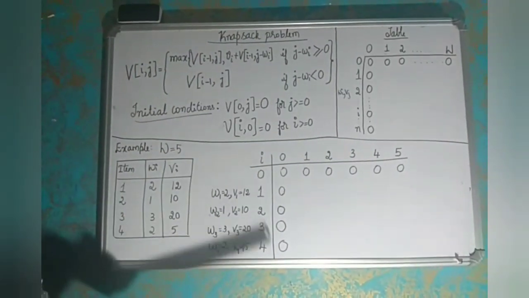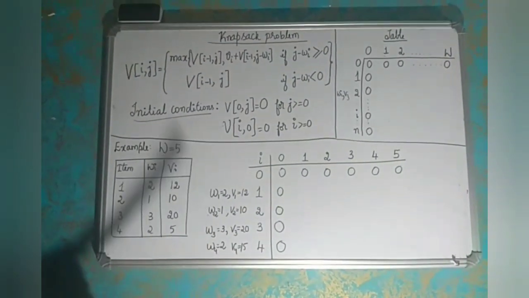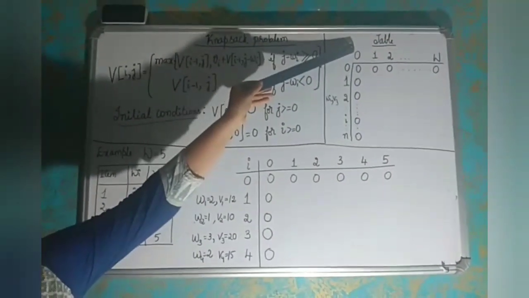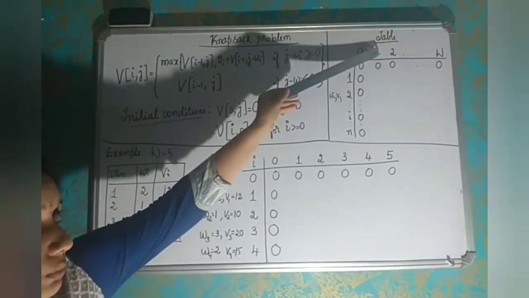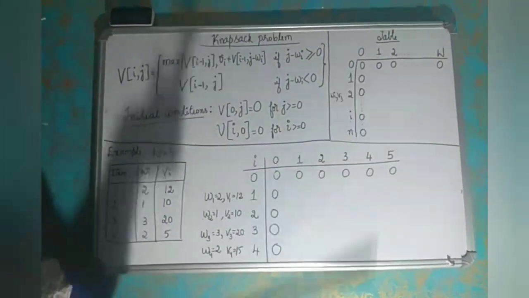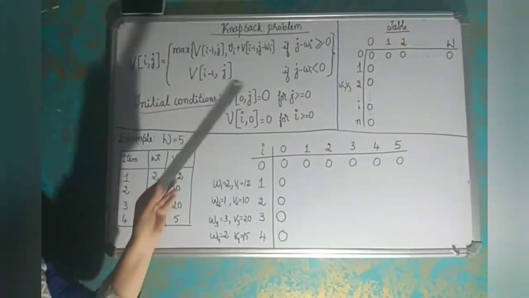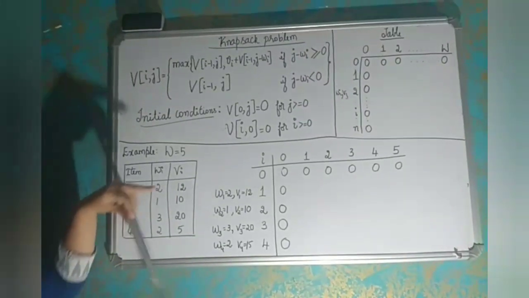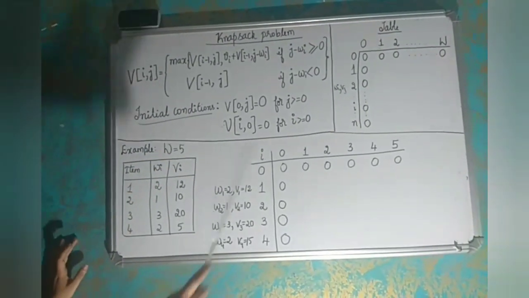Now about the columns. What should be the total number of columns? We know that the first column index should be 0, and then it is 1, 2, gradually increasing by 1, and the last column should be the maximum capacity of the bag.